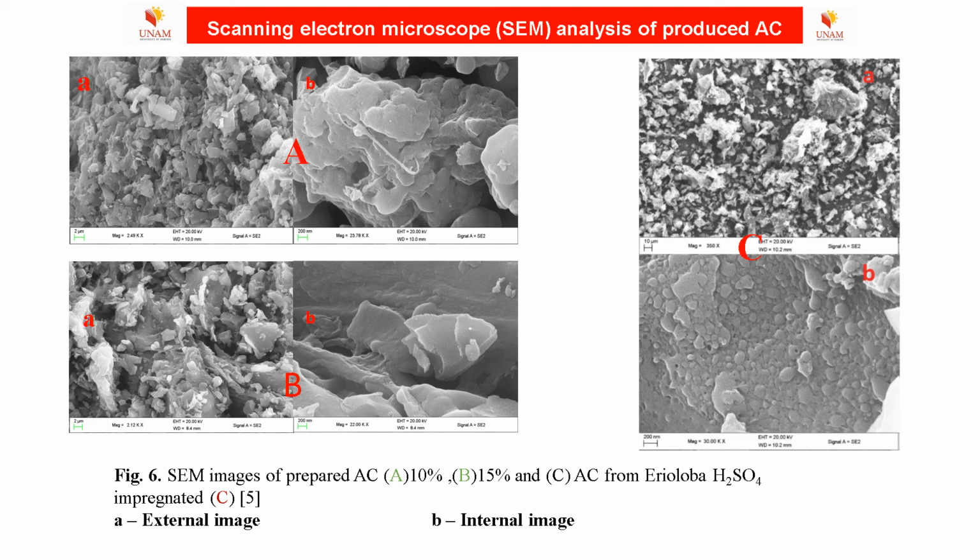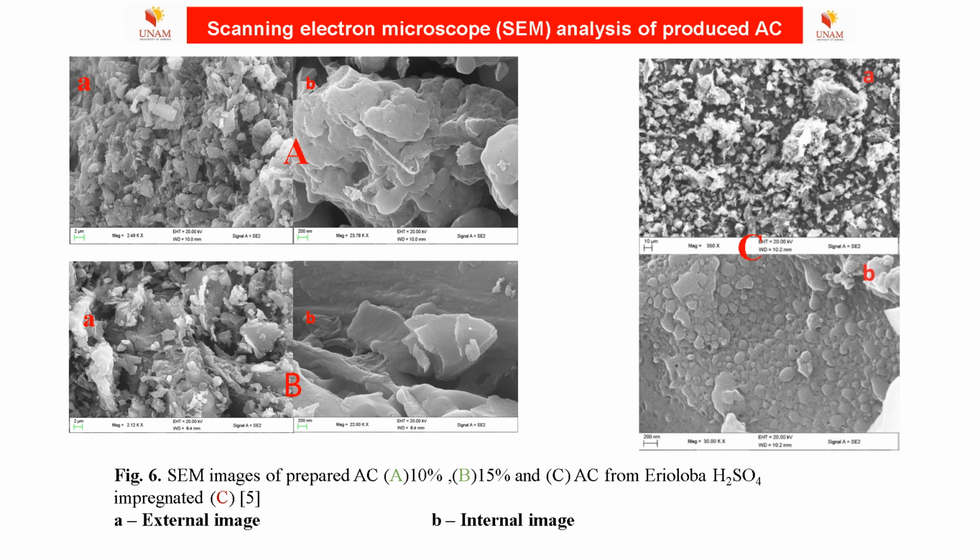Here you can see the SEM images of the prepared AC. A is 10% H3PO4, and B is 15% H3PO4. The external surface of A is given, showing rod types. If you see B1, the internal surface when modified, taken from the soft pictures, you can see the pores formed inside. Minute pores are scattered on the internal surface.